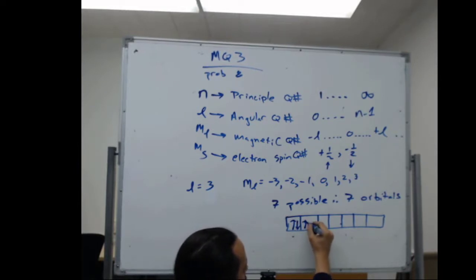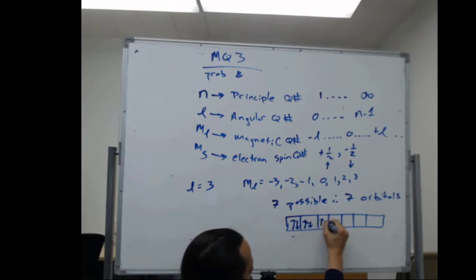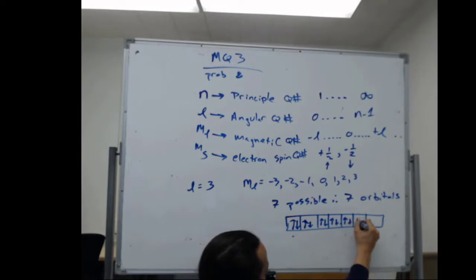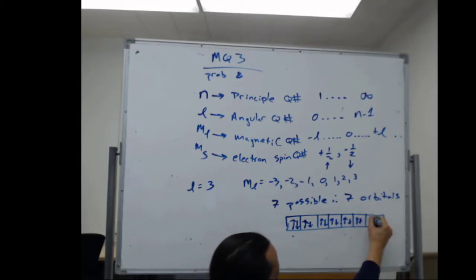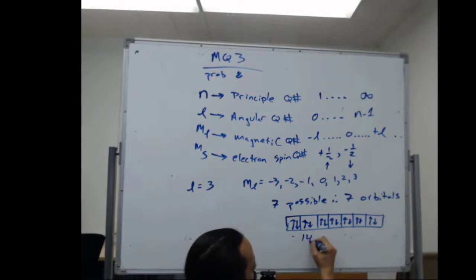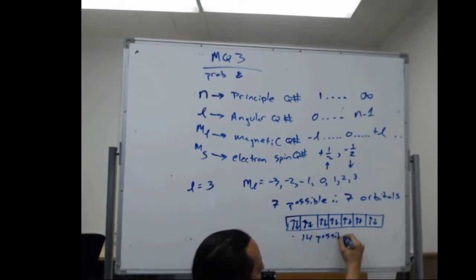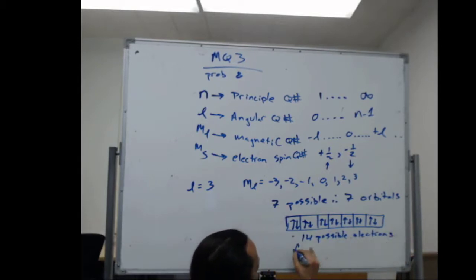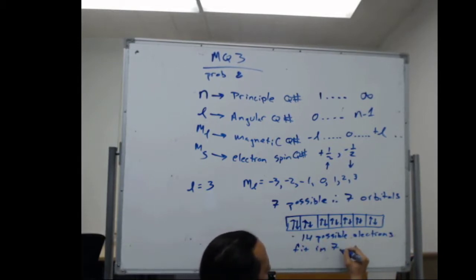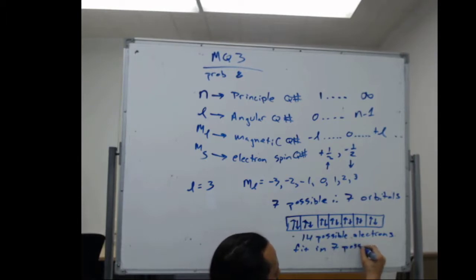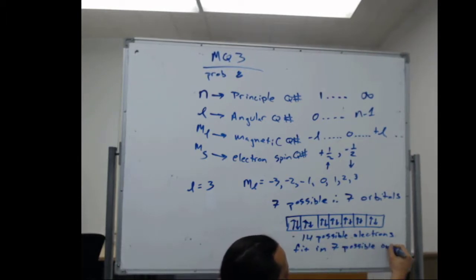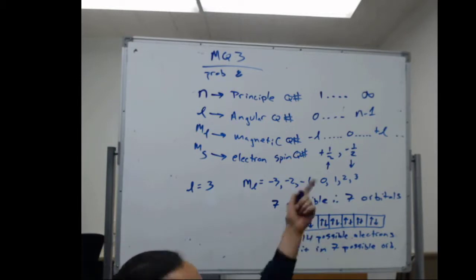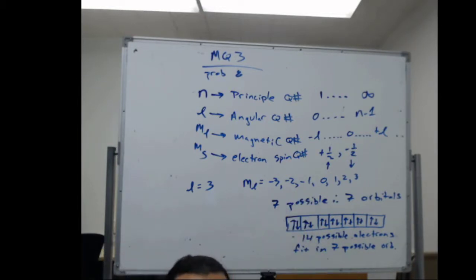And we see 14 possible electrons fit in 7 possible orbitals. That's way beyond what the question asked. The answer was 7, but I really like this stuff, so I'm going to get carried away.